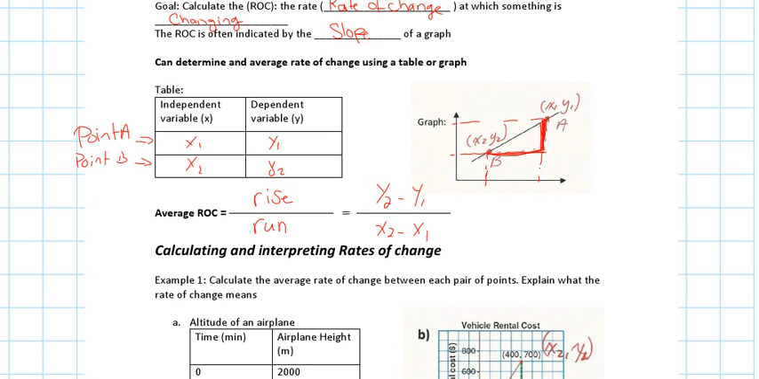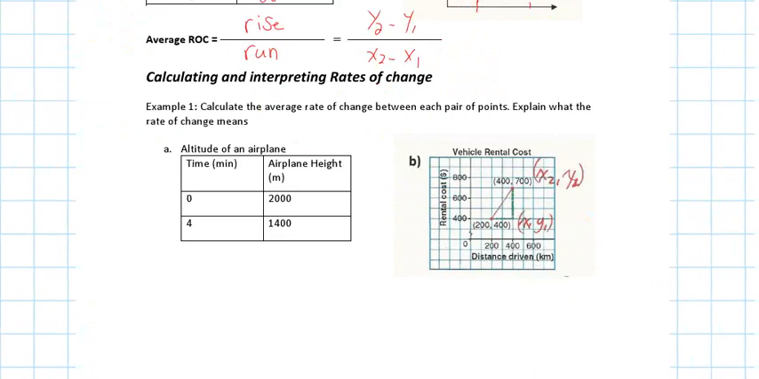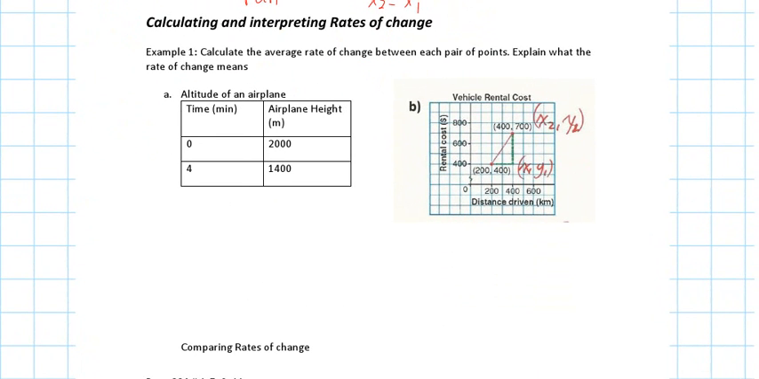Calculate the average rate of change between each pair of points. Explain what the rate of change means. So they just gave me 2 points in minutes, airplane in height, and then they gave me time 0 is 2,000 meter, time 4 is 1,400 meter. They want me to find the average rate of change. So what's the formula for the average rate of change?